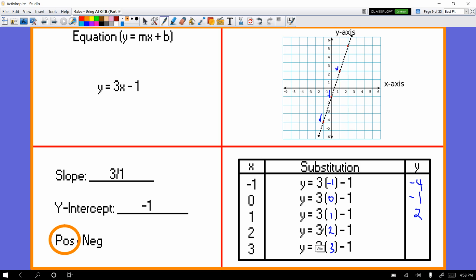Check. 3 times 2 is 6, minus 1 is 5. Check. 3 times 3 is 9, minus 1 is 8. You can see this increased by 3 the whole time. And that's what our slope was. It went up by 3 over 1. Okay, and right here, this is where this all connects. When your x is 0, you have your y-intercept. All of these things coincide with each other, and we're just looking at them in different forms.